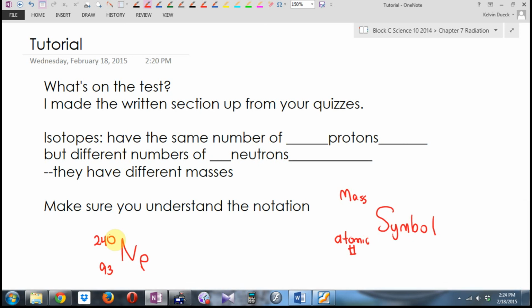Element number 93. How many protons does it have? 93. How many neutrons does it have? 240 minus 93, whatever the heck that is, 147 if my math is correct. Okay?